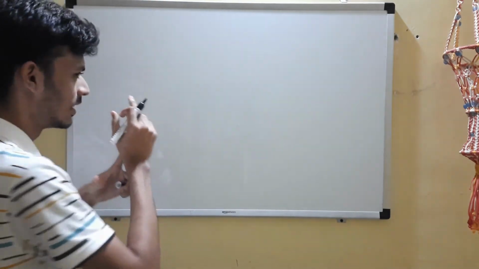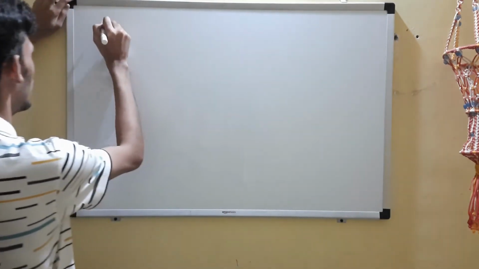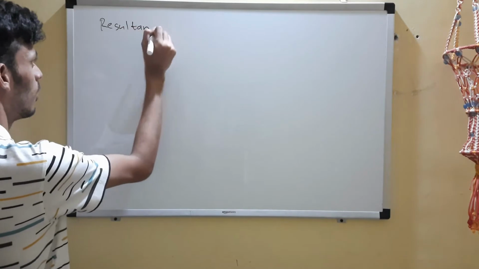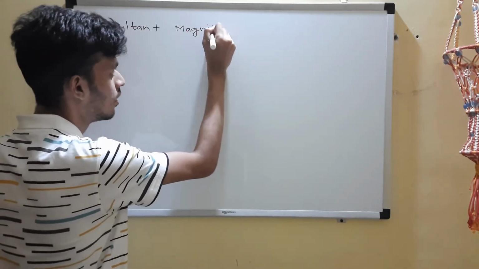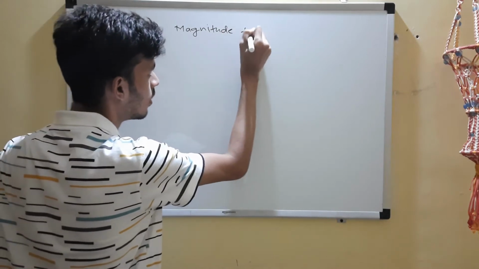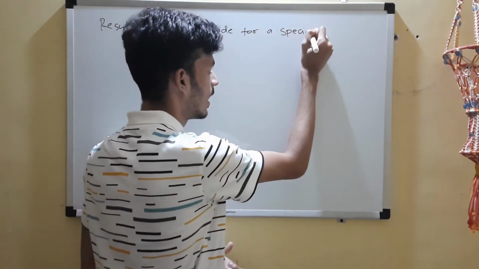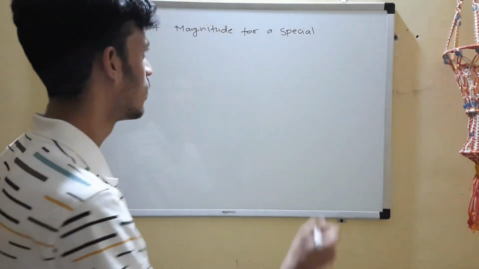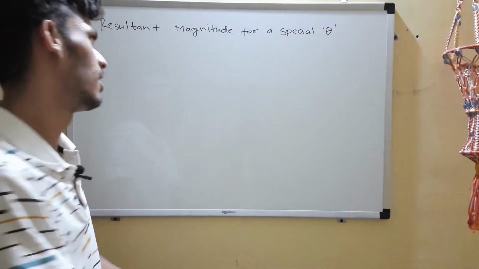Now let's discuss some shortcuts. I know this is not a lecture for shortcuts, but it's worth mentioning here. We'll discuss resultant magnitude for addition, for addition only, mind you. For special theta, we will directly have a compressed form of that R formula. You can directly learn that by heart and you'll get the result in seconds.